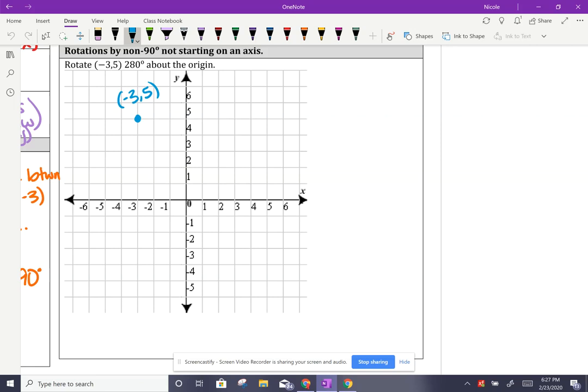The first thing I need to do is create a triangle. So I'm going to connect that point to the origin. That's my new hypotenuse. And I'm going to loosely connect my point to the axis that it's closest to and create a right triangle. So I know the height of my triangle is 5 and the length of the base is 3. So if I wanted to find the hypotenuse, I would need to do Pythagorean theorem.